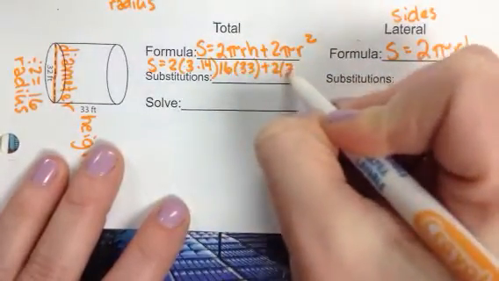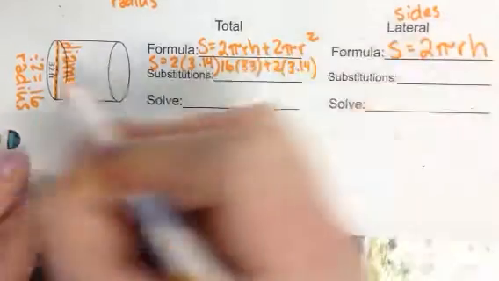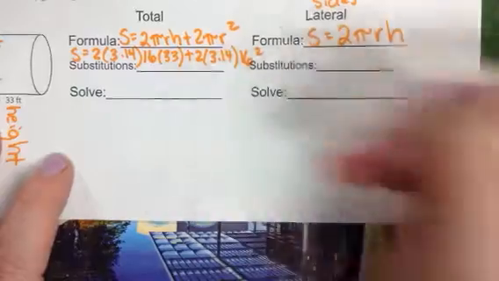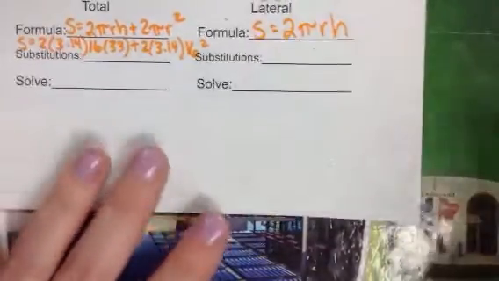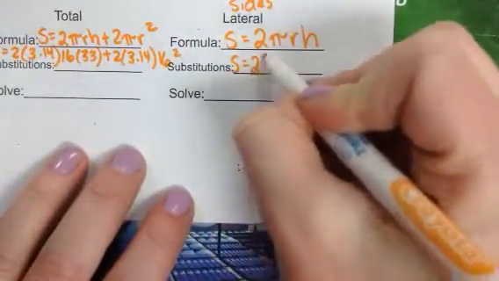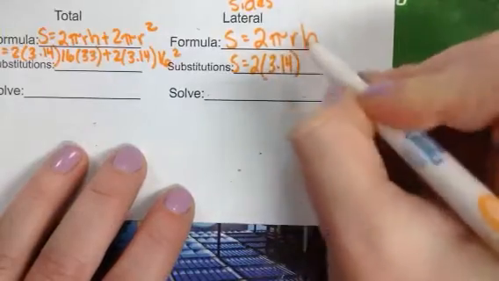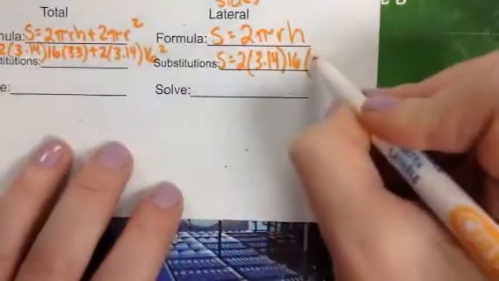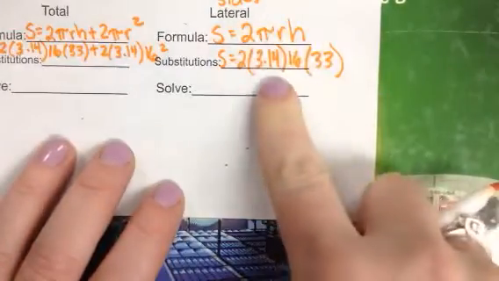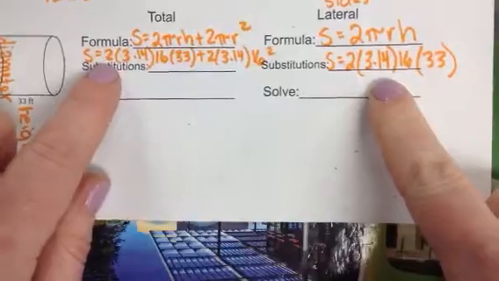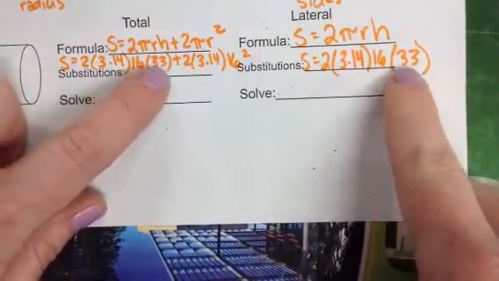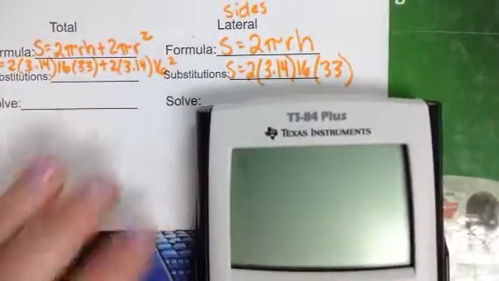Plus 2 times 3.14, they need radius squared. We got 16 for the radius after we divided by 2. I'm going to go ahead and fill this one in. My radius was 16 and the height was 33. So now this matches the beginning of this one. They both have 2 and 3.14 and 16 and 33. So since they both have that, I'm going to start with this one.